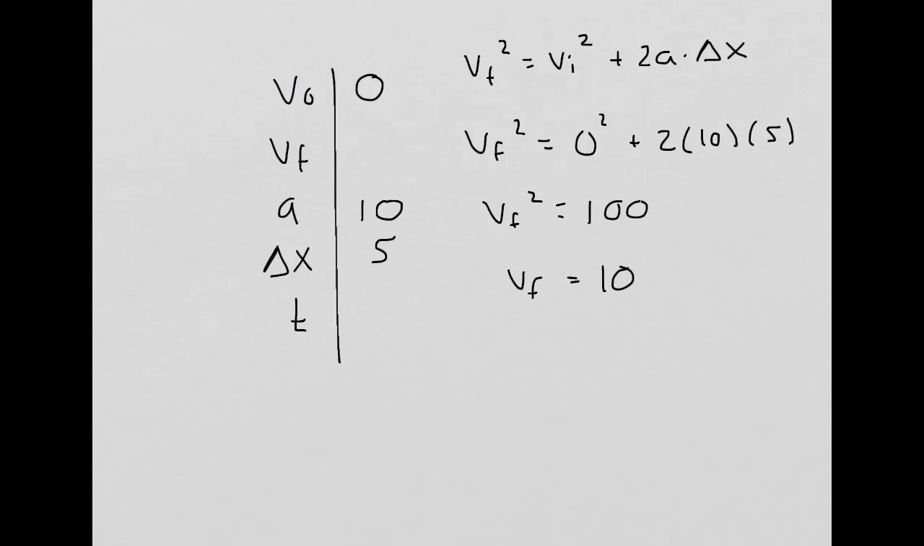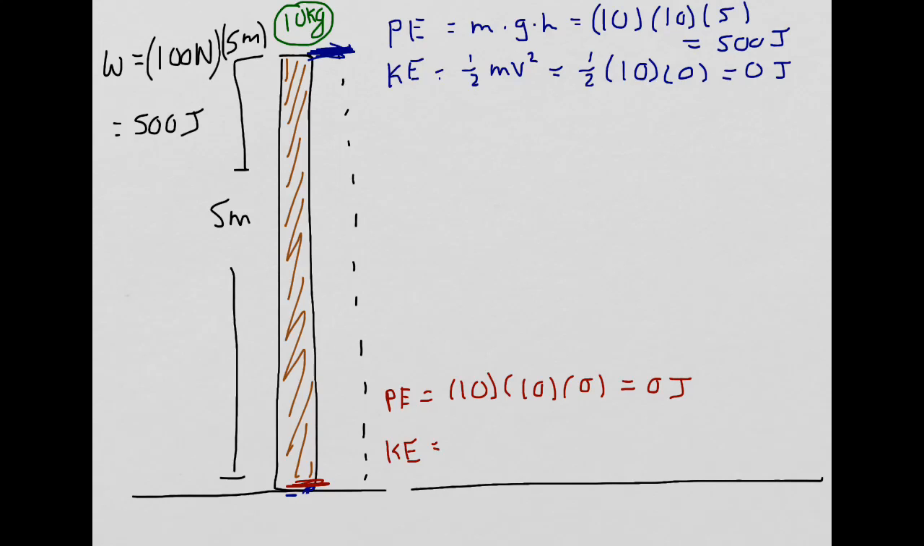Now let's find kinetic energy. So KE, plugging in, is 1/2 times the mass of the ball, which is 10, times the final velocity, which we just found on the last page, which is 10, that's squared. So I get, okay, 10 squared is 100, times 5 is 500.